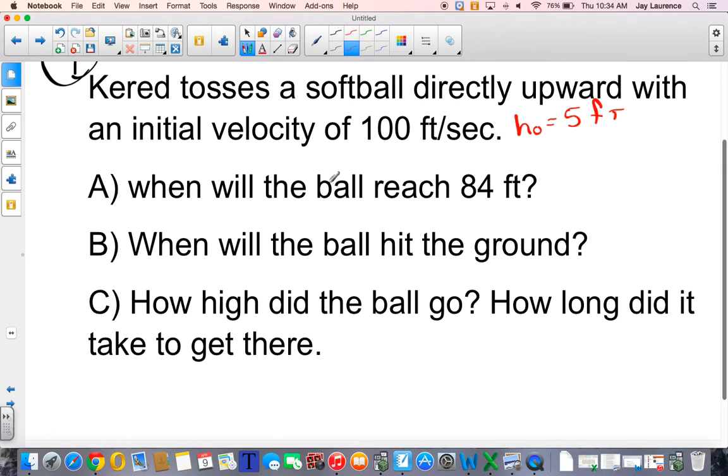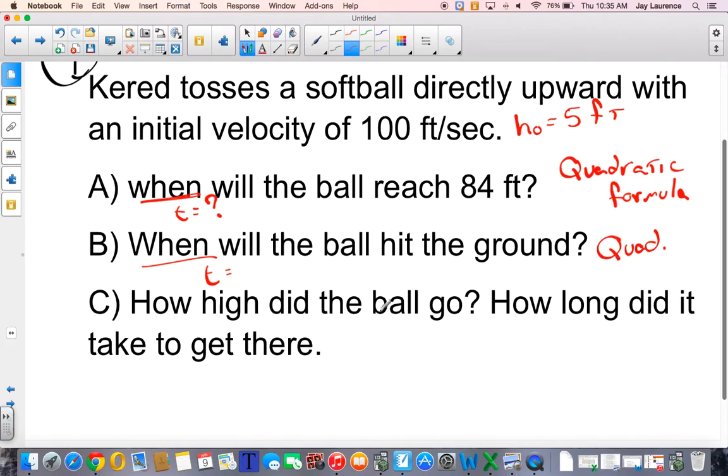So it says, when will the ball hit the ground? When? That's a measure of time, isn't it? I need to know the time. If I'm looking for the time, this is a quadratic formula problem. Okay. So B, when will the ball hit the ground? Again, when? That's a measure of time. This one will be a quadratic formula problem.